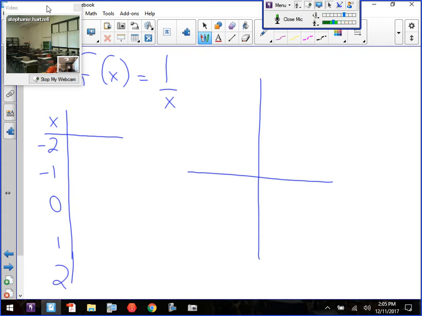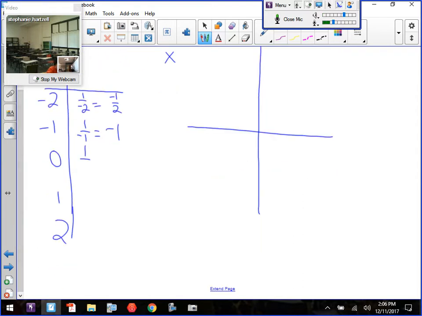So as you substitute through, well, what's 1 divided by negative 2? Get negative 1/2. Okay? What's 1 divided by negative 1? Negative 1. Very good. What's 1 divided by 0? Error. Undefined.